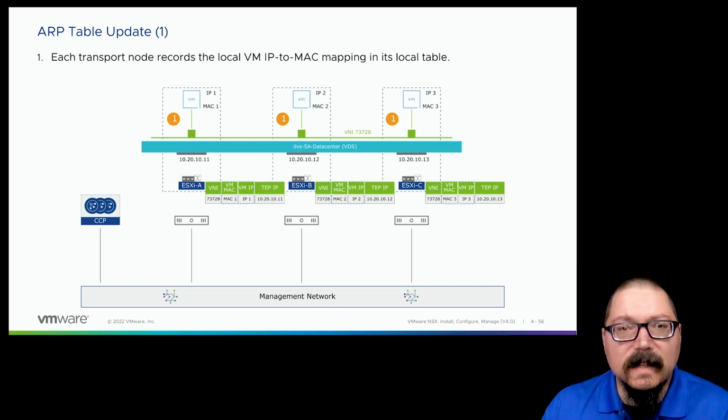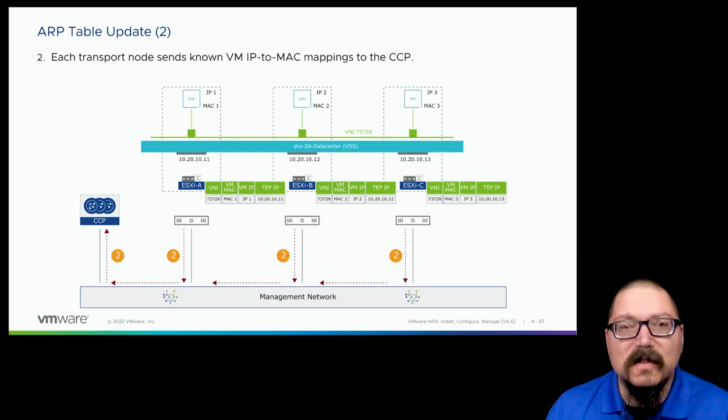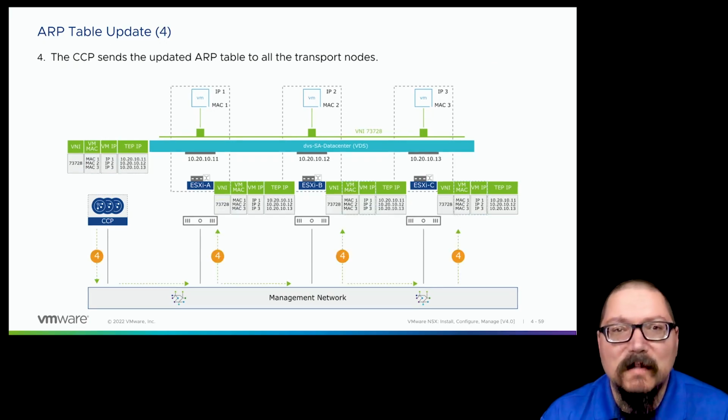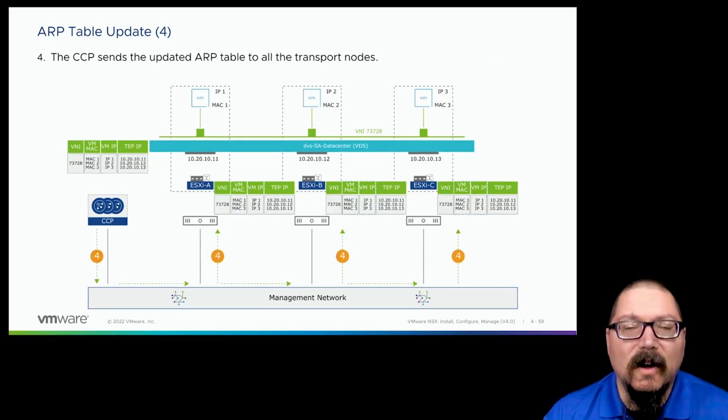Well, just like the tunnel endpoint table and the MAC table, we're talking about the ARP table right now. Just like the TEP and the MAC table, we're going to report this information, this update, over to the central control plane. The central control plane is then going to curate this ARP table. And what are we going to do? You may have guessed a pattern by now. We're going to publish that ARP table to all of the transport nodes for VNI 73728 here.